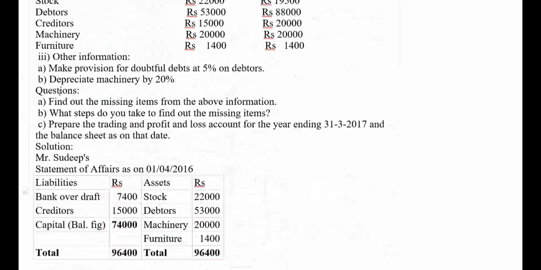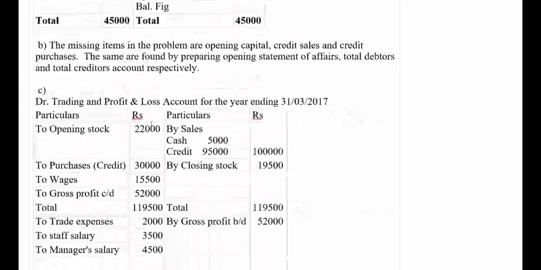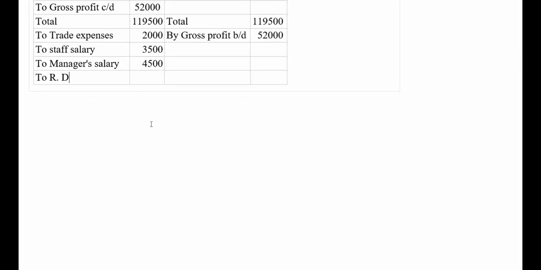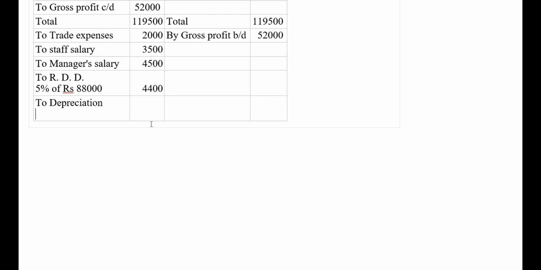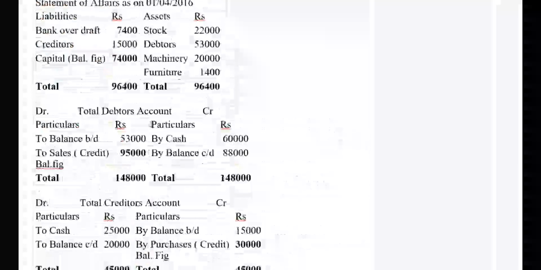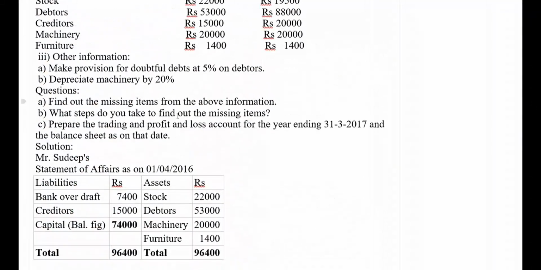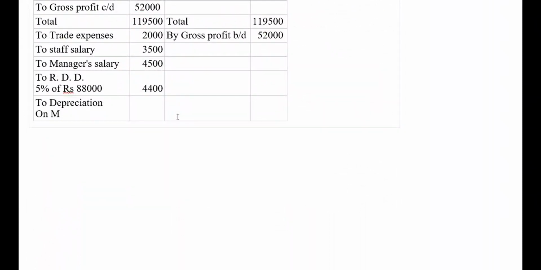Now we should take the other information here, that is make a provision for doubtful debts. So to RDD, which shall be taken as 5% of closing debtors rupees 88,000. So which comes to rupees 4,400. Then similarly we should take the depreciation here. It is on machinery, I suppose. Depreciate machinery by 20%. So on machinery, 20% of rupees 20,000, that comes to 4,000 here.